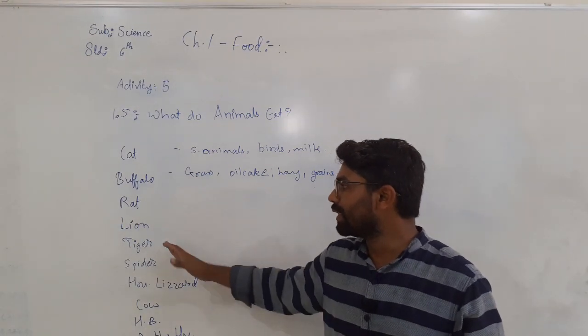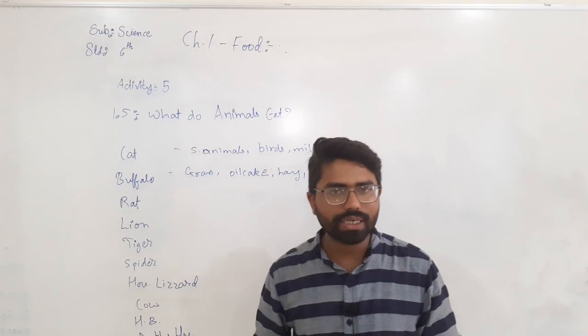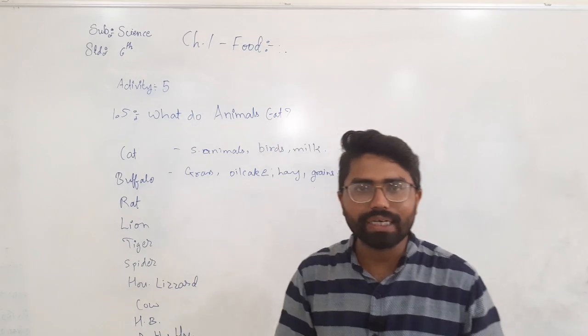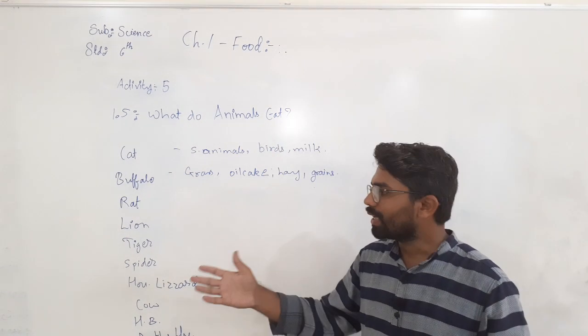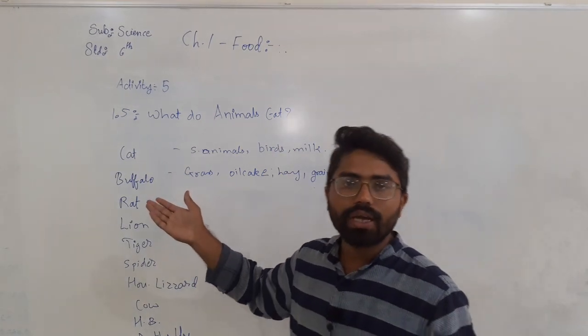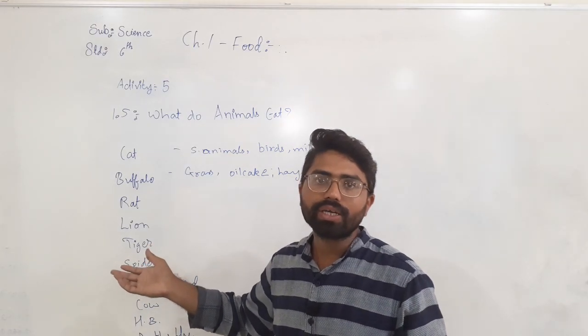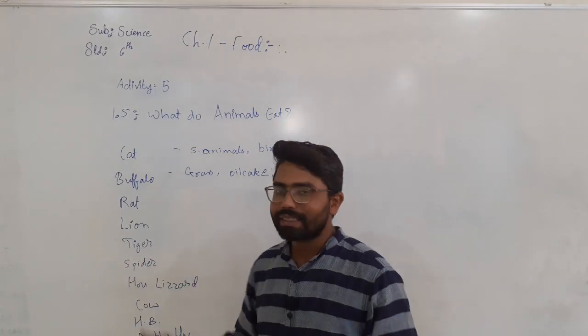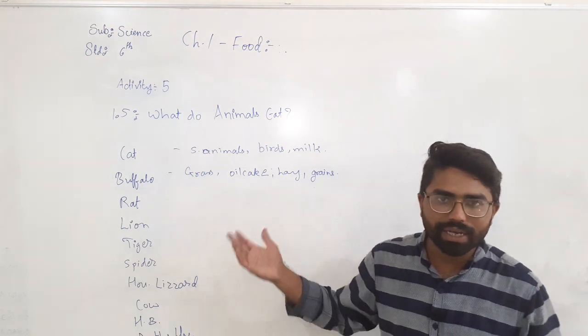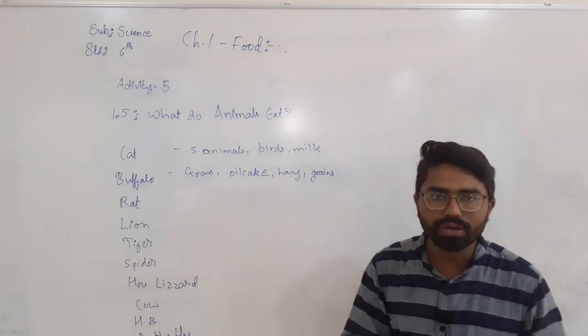Then comes lion and tiger. You know lion, what does a lion eat? It always eats meat. So we can say that it eats all the animals which are living in the forest. The next thing is tiger. Tiger is also the same as a lion. It preys on its own food.